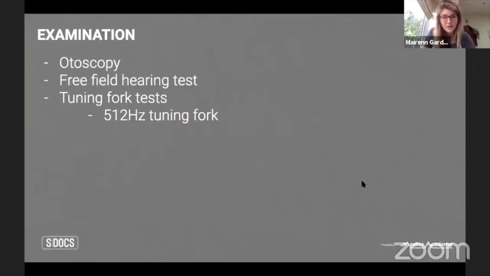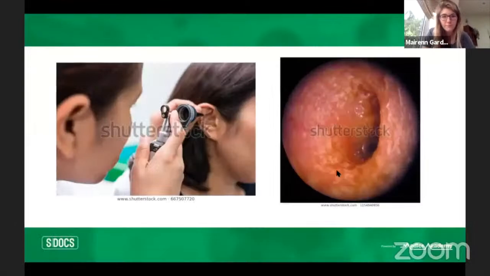So onto the examination. To start off with, you do otoscopy. Otoscopy, as you can see here, is an exam you would do to look at the outer and middle ear. This picture on the right is a patient with otitis media with effusion, and they've got a grommet inserted. This is really helpful to give you a better picture of the outer and middle ear, allowing you to diagnose things that might be causing a conductive hearing loss.